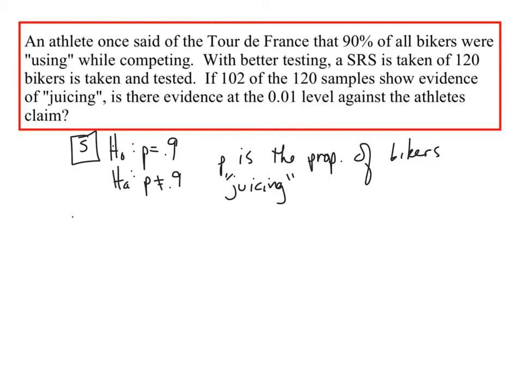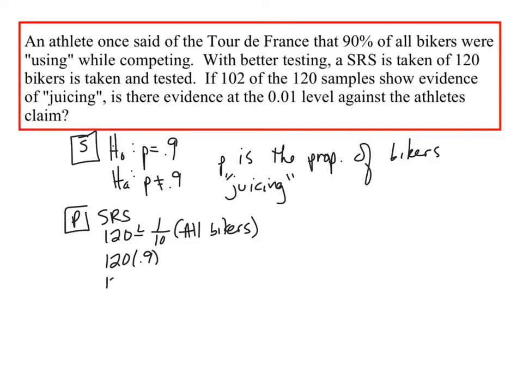Okay? Plan. Well, it's a proportion problem. So we had a simple random sample. That's good. 120 is less than or equal to 1/10 of all the Tour de France bikers. 120 multiplied by 0.9, that claim from the null. Please remember, don't use the p hat here. And 1 minus 0.9, this is 108. This is 12. Both of those are larger than 10, so we can proceed.